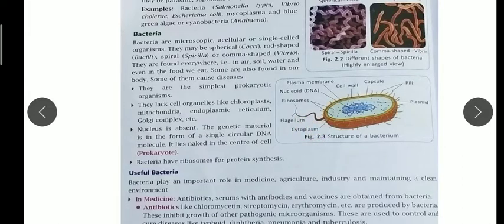Now they are very microscopic, they are single celled organisms. So we need a microscope to observe them. They can be of any shape: spherical, round, rod. We call them cocci when they are round in shape. Round shape bacteria are called cocci, rod shape bacteria are called bacilli, spiral shaped is called spirilla, and comma shaped is called vibrio.